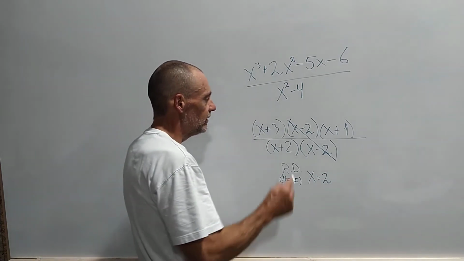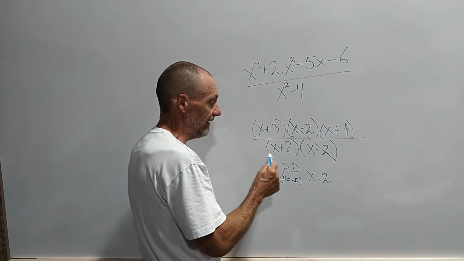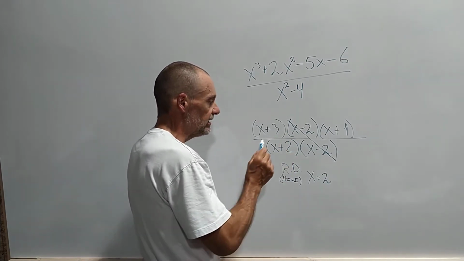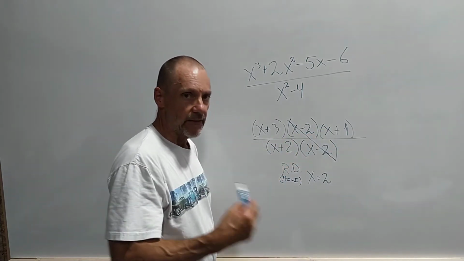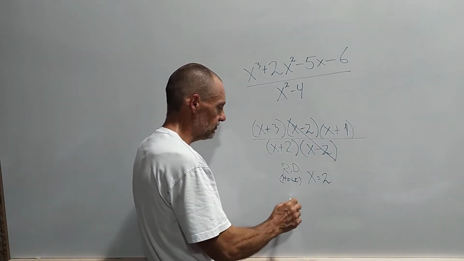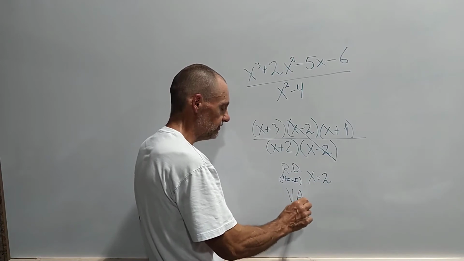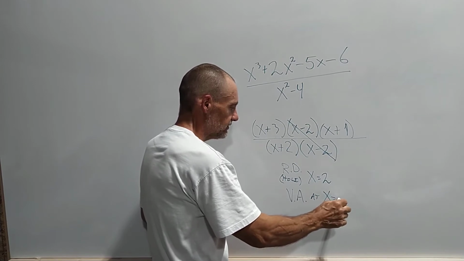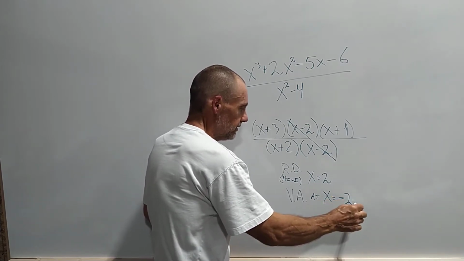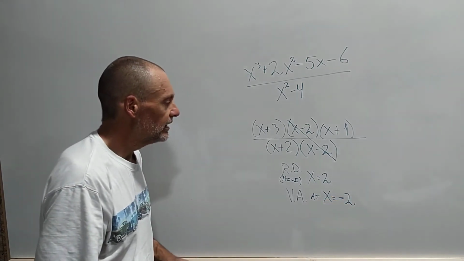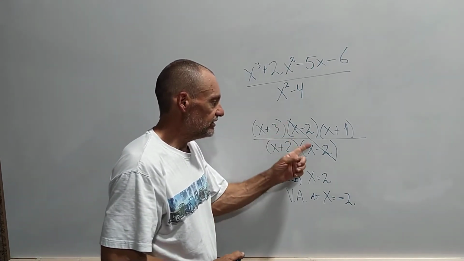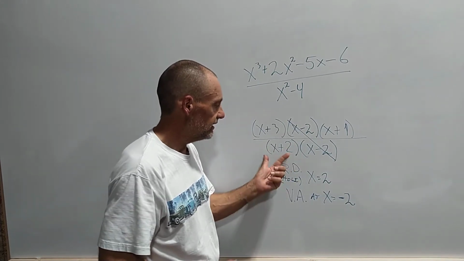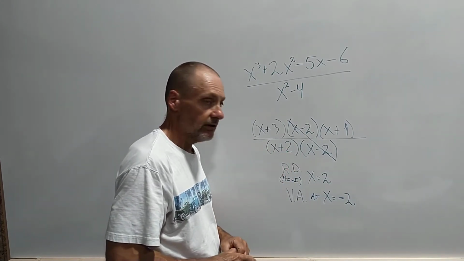Now, when we're done with this, what we're left with on the bottom is x plus 2, right? There's no way to get rid of it. That's going to be a vertical asymptote, so there's going to be a vertical asymptote at x equals negative 2. So if you can cancel it, it's a removable discontinuity or a hole in the graph. If you can't cancel it, it's going to be a vertical asymptote.